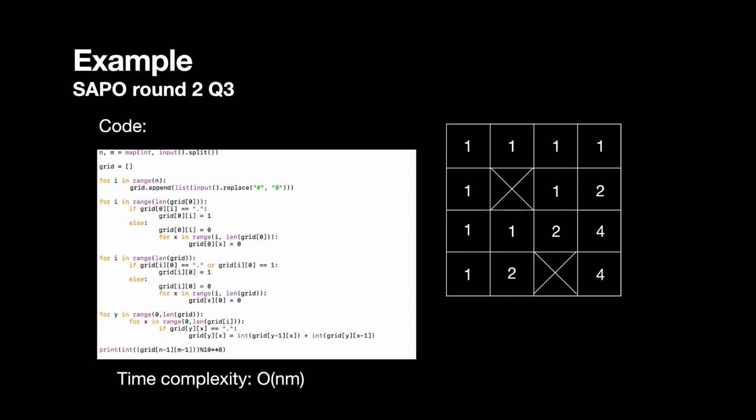This was my code for the problem. The code just says, I initialize variables n and m by the inputs. I make a grid. I fill in the first row with all 1s, unless there's a blocked cell, in which case I just make everything else 0. I do the same for the first column, and then for every cell after it, I just add the sum of the cell above and to the left of it. And the time complexity of this code is O(nm).